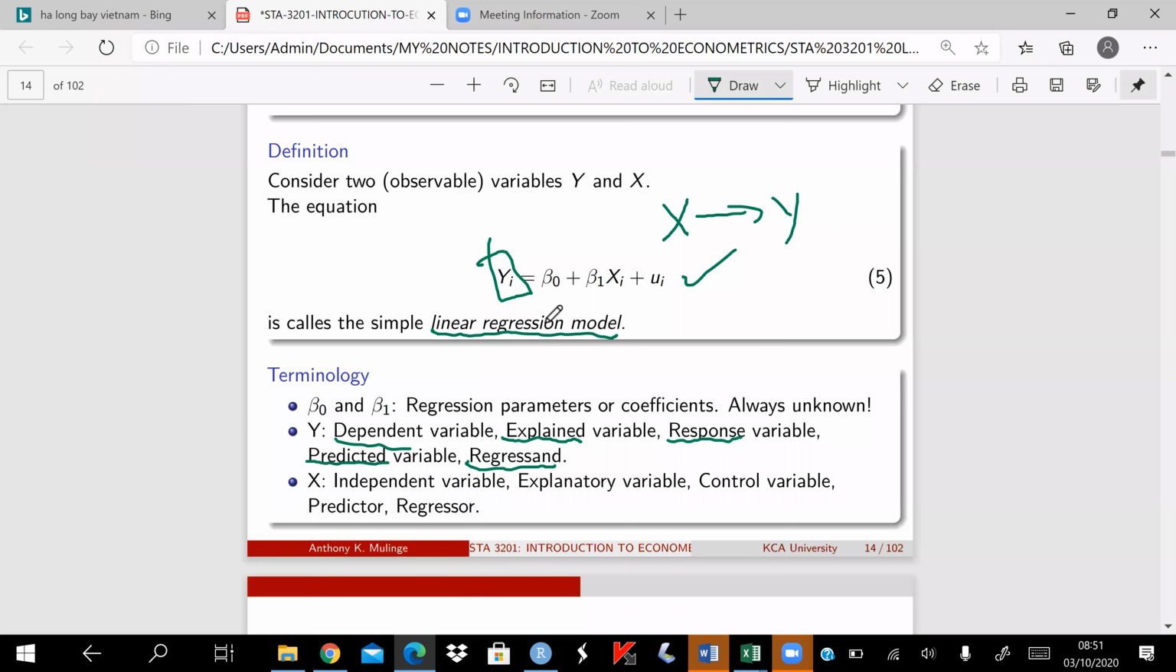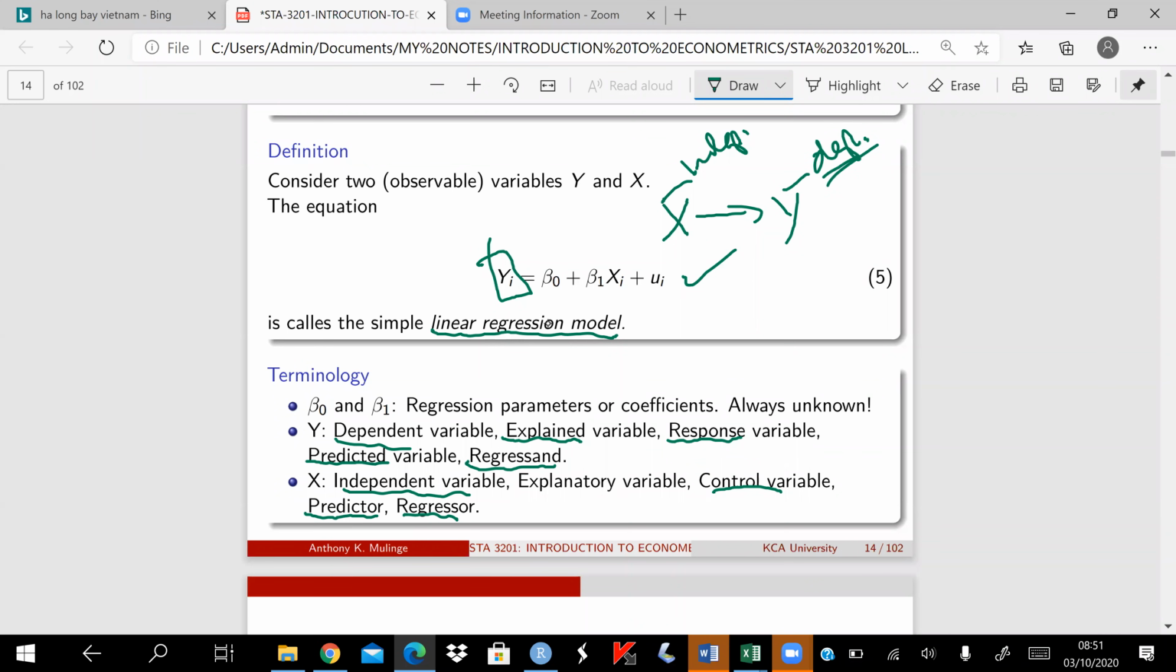Then we have x. X in this case is called the independent variable. It's also known as the explanatory variable or the control variable. Sometimes you also call it the predictor or the regressor. So those are the names of the variables. In this case, this is the independent variable, and in this case, this is the dependent variable.